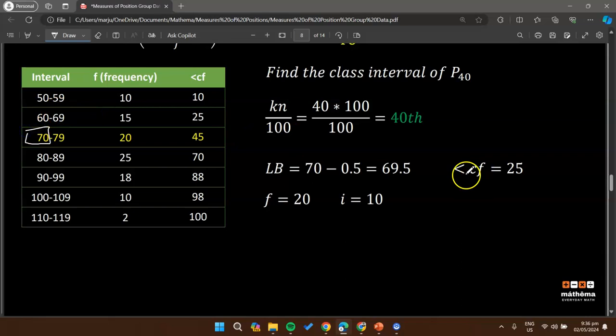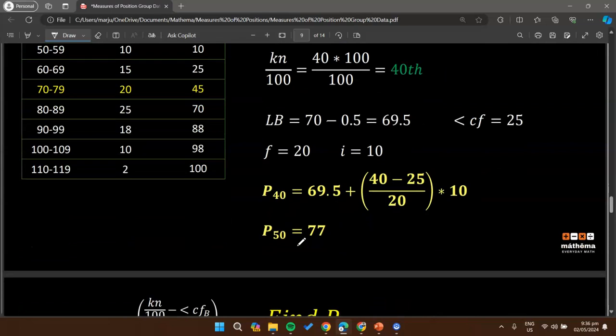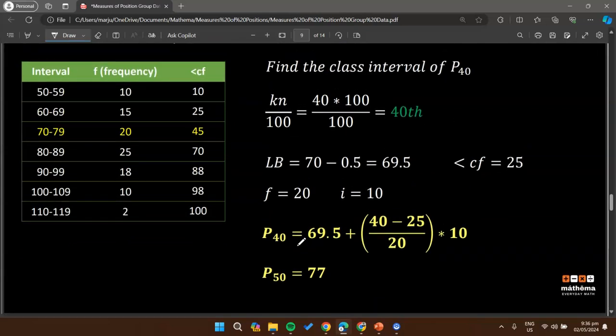Less than CF below, that's 25. And then our frequency is 20. Our I again is 10. And when we solve this one, this will just give us 77. Meaning to say 40% of the students scored below 77 and 60% scored above 77.